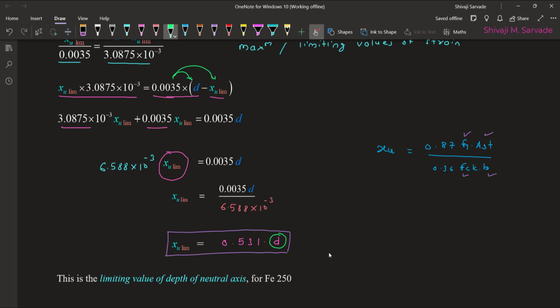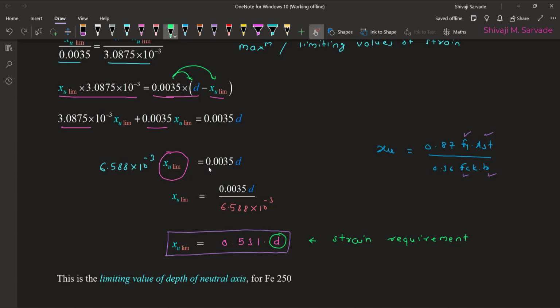Remember this. This is coming from strain limitations, from strain requirement. So this value can never be exceeded regardless of what you are having. Whatever is the reinforcement, whatever is the grade of concrete, whatever is the grade of steel, doesn't matter. In any case, XU limiting cannot be exceeded. So the maximum value of XU will always be XU limiting. So this we could get for Fe250.